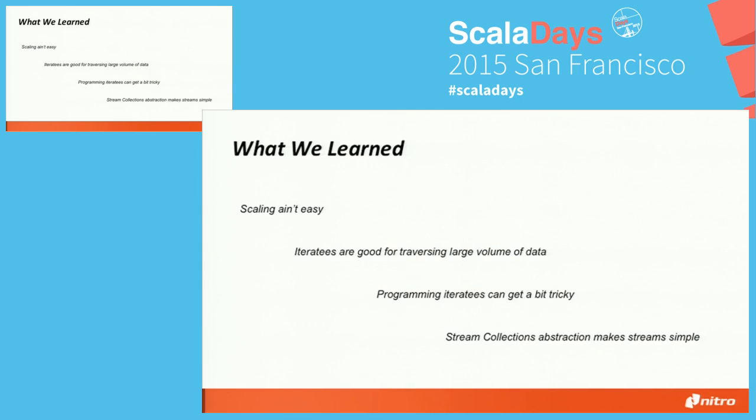So what did we learn today? Scaling is not easy. A lot of us face that challenge every day. But Iteratees or asynchronous streams are good for traversing large amounts of data. And while it can get a little tricky or just wordy coding the streams, the stream collection abstraction actually makes it a lot simpler.